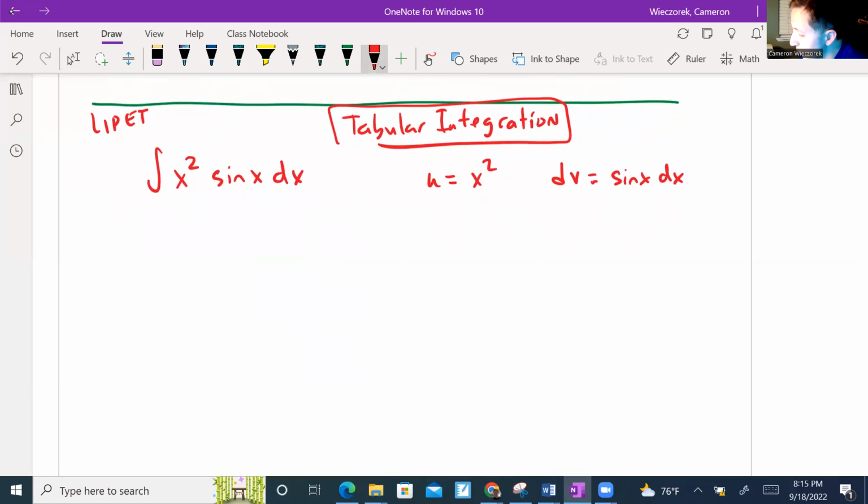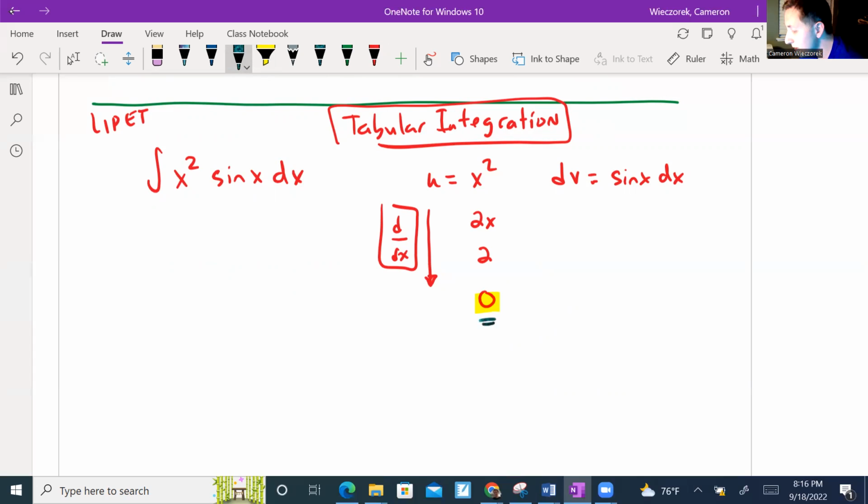In the left column, you are going to take derivatives of what you chose for u until you get to 0. I'm going to call the left column the d dx column. If I take the derivative of x squared, I would get 2x. The derivative of 2x would be 2. The derivative of 2 would be 0. Now I'm done with that column because I've reached my constant of 0. That's when you always stop.